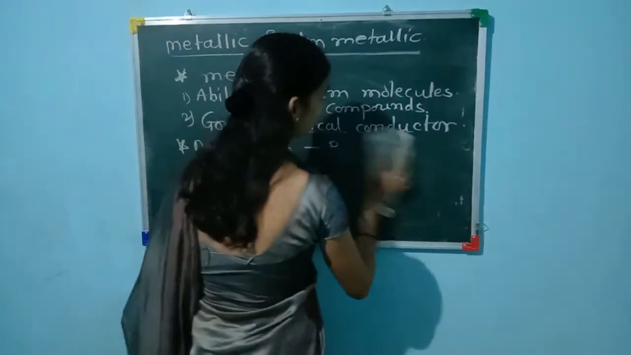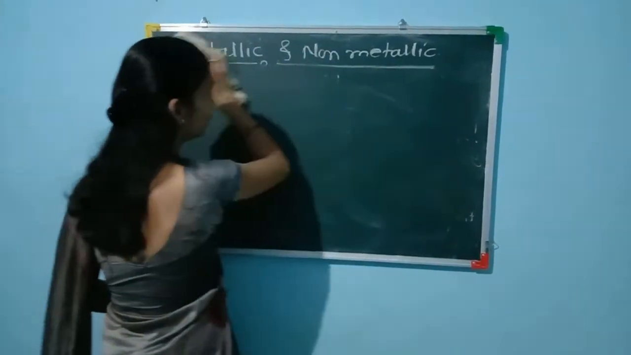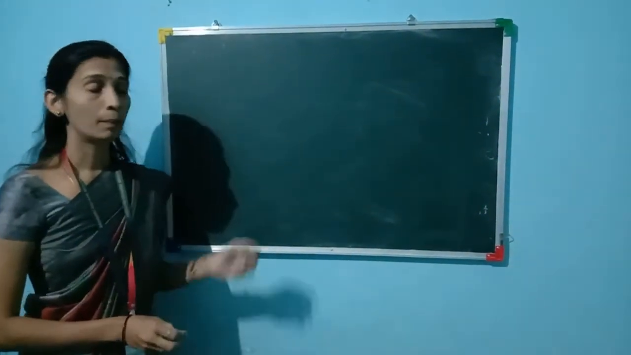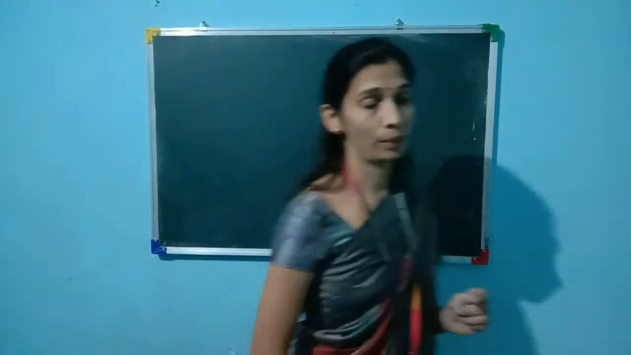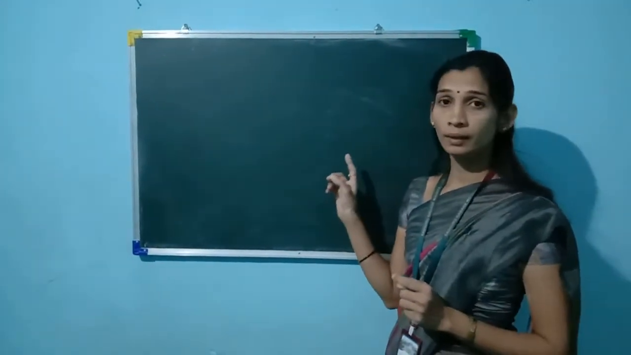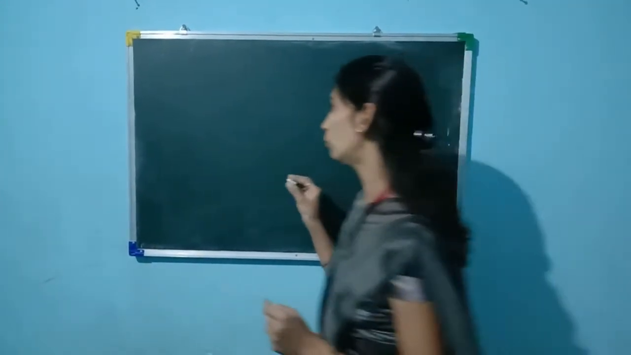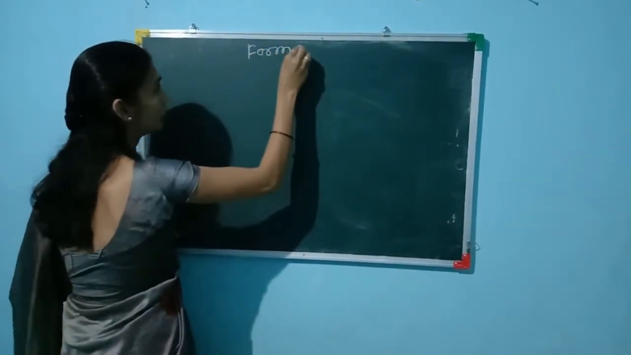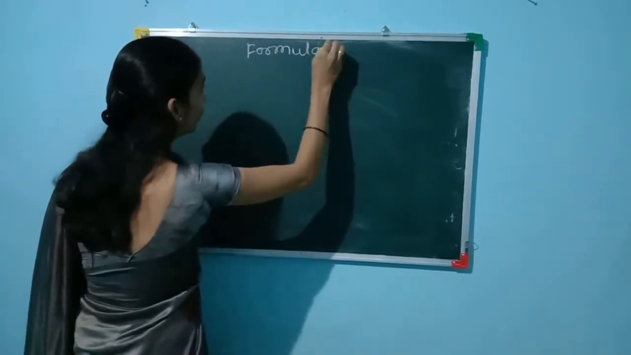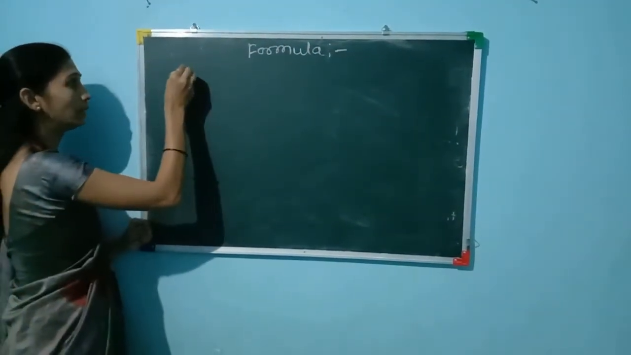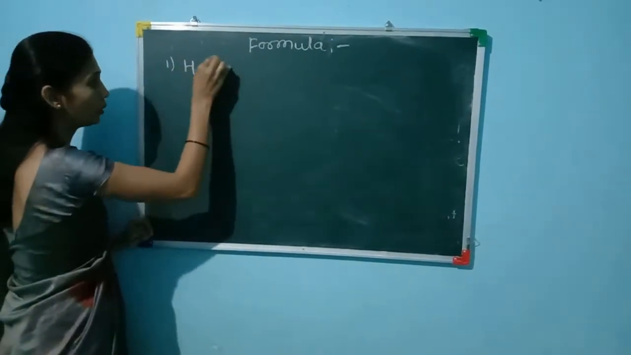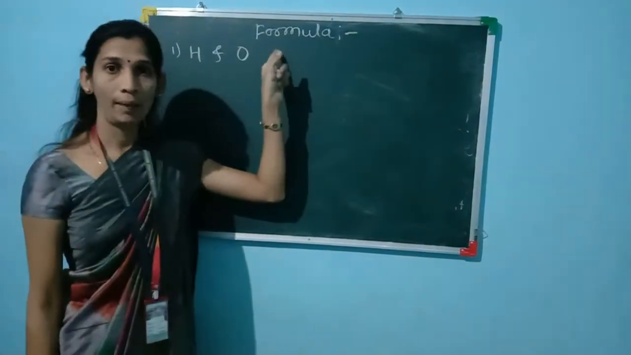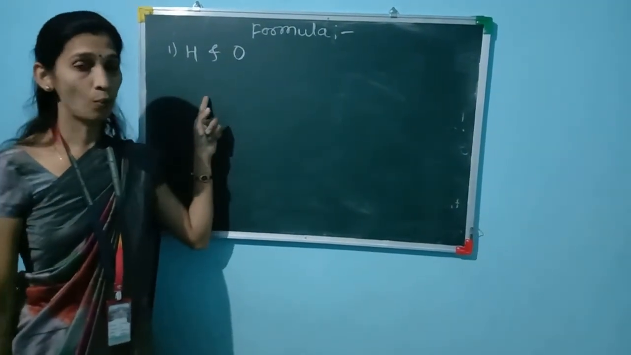Now from this we start the next point, that means how to write or form compounds using this information. Now we start on formulas, how to prepare different formulas. Considering the elements hydrogen and oxygen, these formulas are made depending upon the valencies.